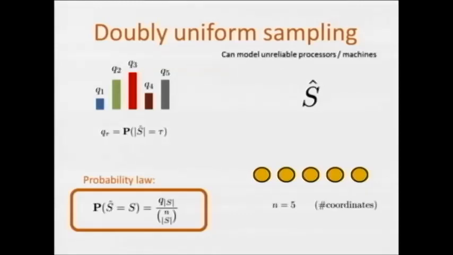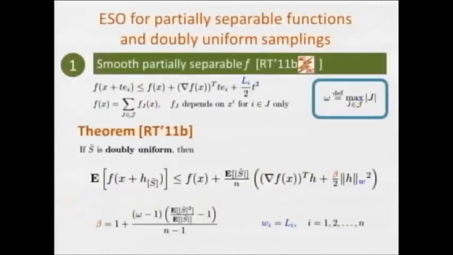Otherwise, just think about this tau uniform. You pick the same number of coordinates in one iteration. And this is the result which tells you what beta and W should be like. Because this was the stuff that I didn't tell you before.